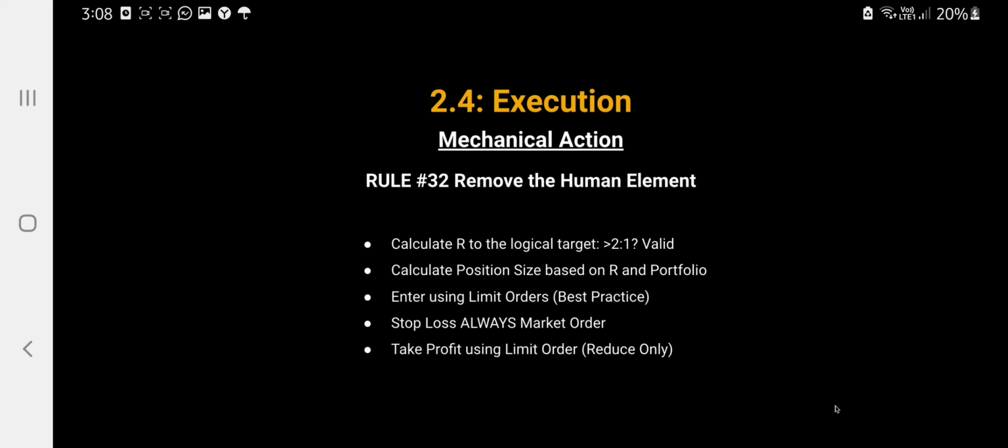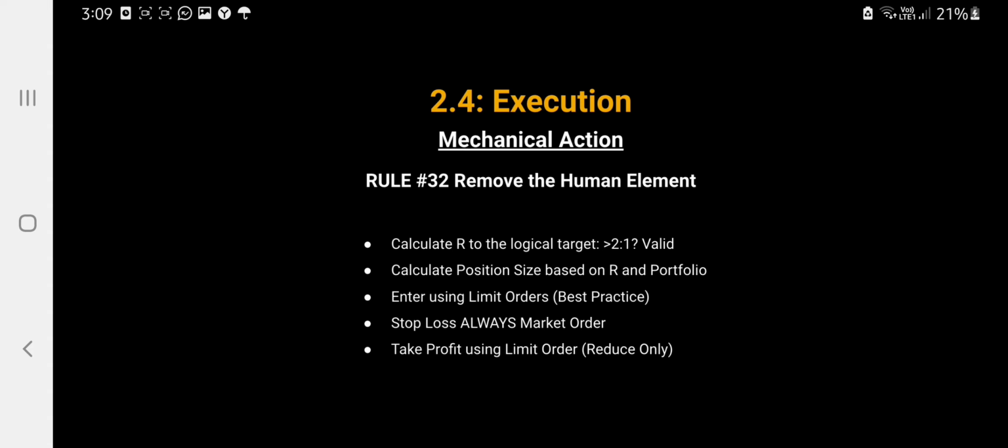Rule number 32 is to remove the human element. There are a number of factors within this. Calculate R to the logical target. For me personally, if it's greater than 2 to 1, I consider that a valid trade, meaning if I risk $1, I stand to win $2 or more. Calculate the position size based on the R that you just calculated and your portfolio balance. Enter using limit orders, which is best practice. Your stop loss is always a market order, and your take profit should again be a limit order with reduce only.